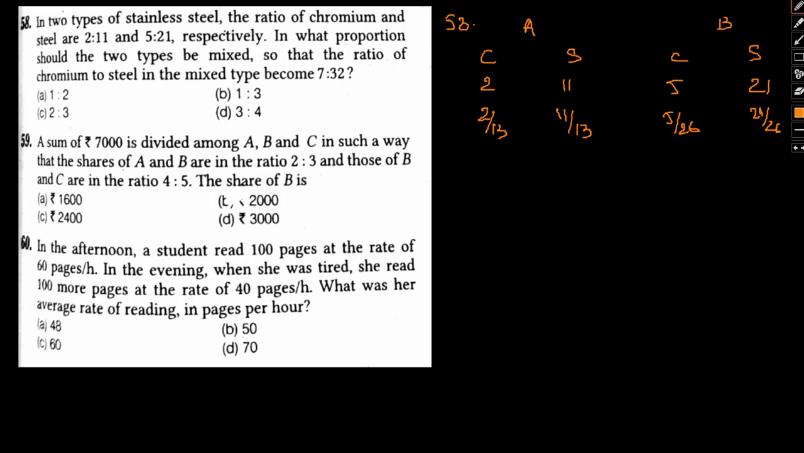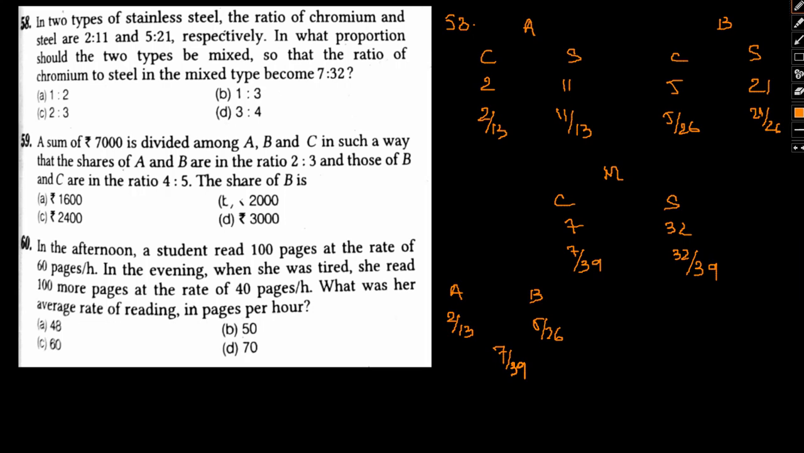So we can use the method of alligation, and finally in the mixture we need chromium and steel in the ratio 7:32, that is 7/39 and this one will be 32/39. So we can take either. So let me show you by taking chromium first and then I'll show you how to go about. So if I take chromium, so we have A, we have B. So chromium in A is 2/13, in B it is 5/26 and we need 7/39.